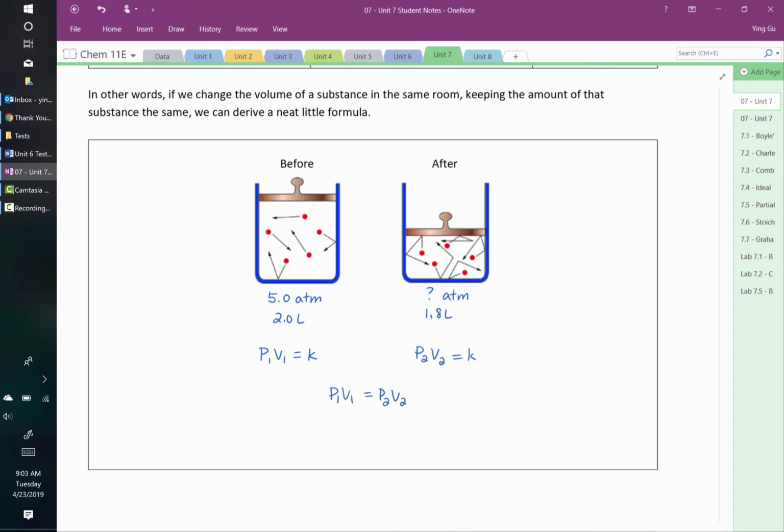So then we just go ahead and sub our numbers in. Pressure of the first one is 5 ATMs. The volume of the first one is 2 liters. Okay, and that is going to equal the pressure of the system afterwards times the final volume of the system afterwards. And then it's just a simple plug and chug, and we should have our new pressure. I will leave that for you to do. The final answer is 2 sig figs.